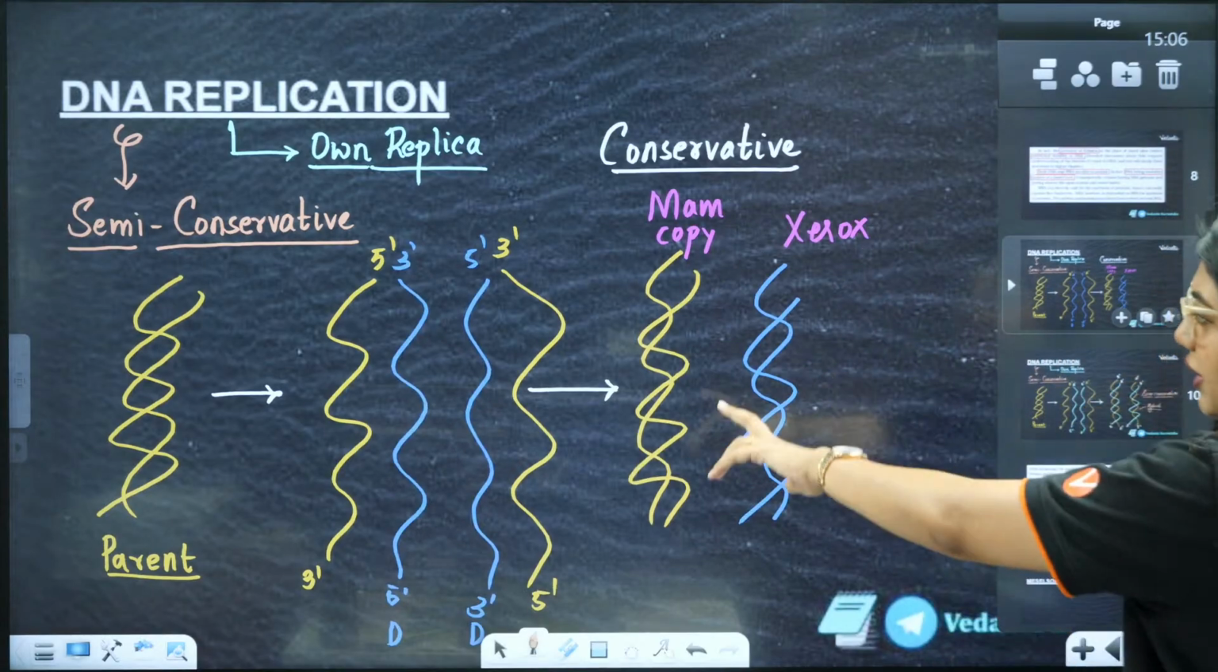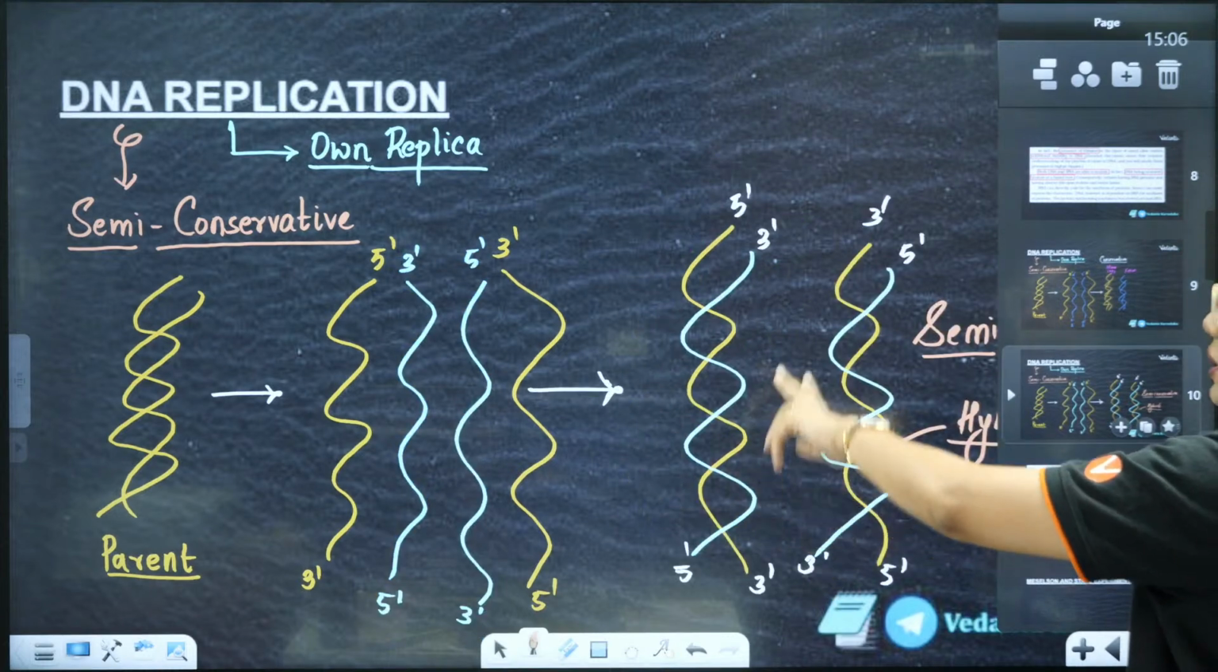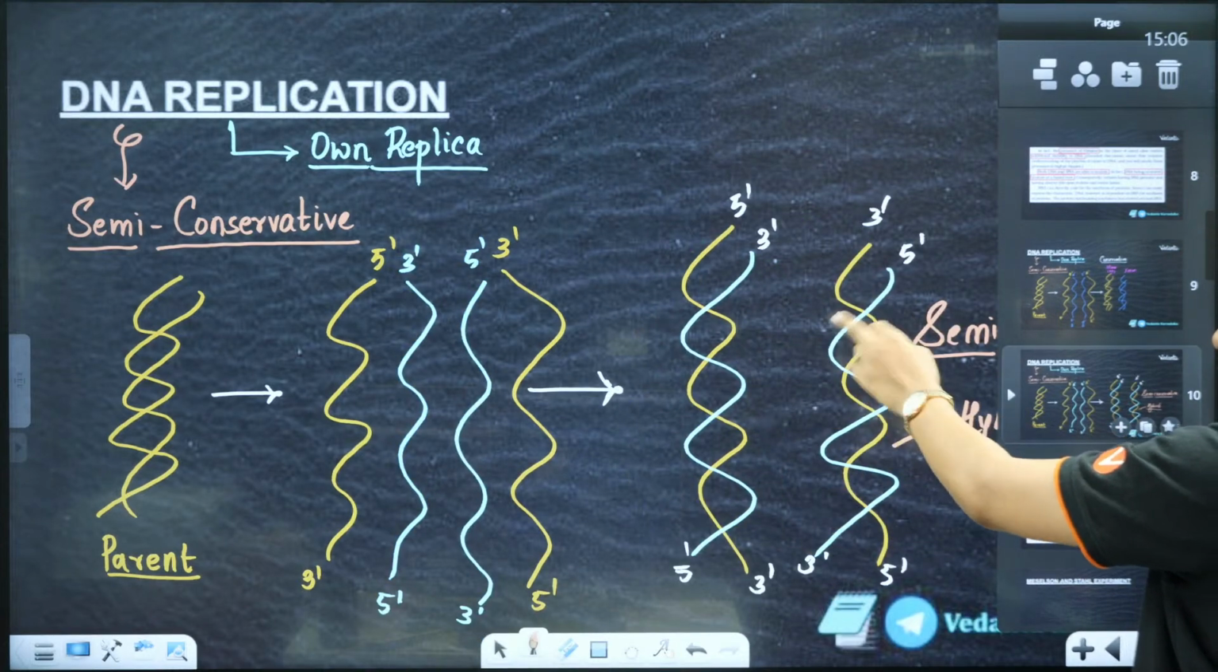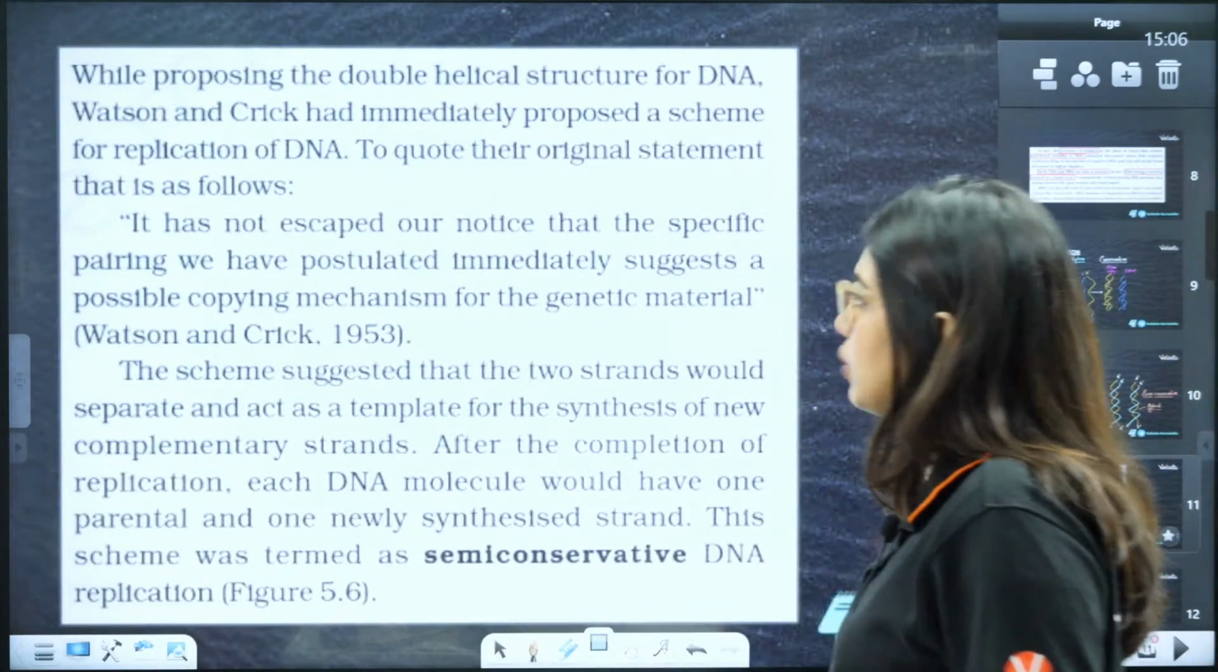So this is conservative. Let's say it's ma'am's copy and the Xerox is separate. Here what is happening? One ma'am copy, one Xerox, one ma'am copy, one Xerox. Clear to all of you? Now let's go through NCERT.